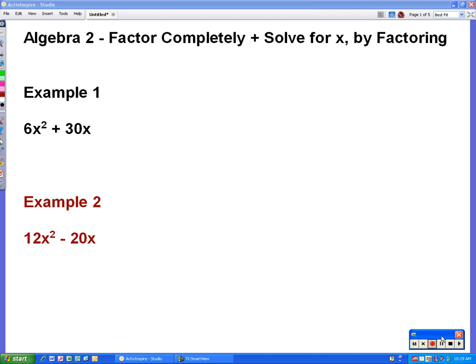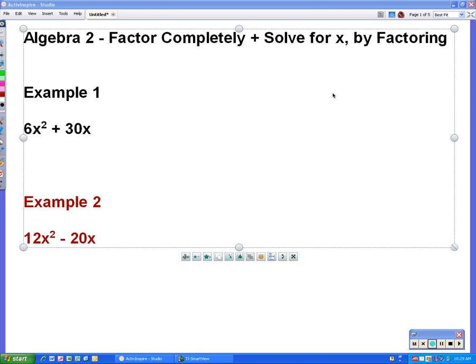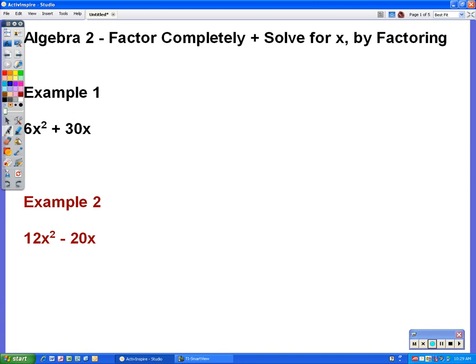6x squared plus 30x, okay? You'll notice there are two terms there. Well, the first thing you should always do is look to see, do the terms have anything in common? Do they have a greatest common factor, okay, which we abbreviate as GCF.